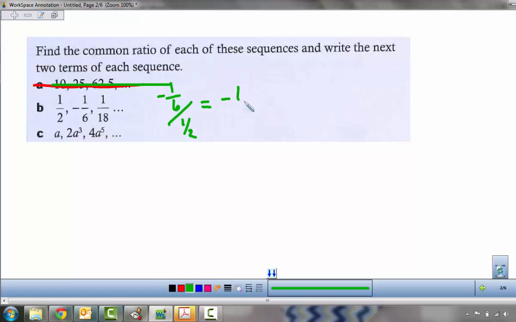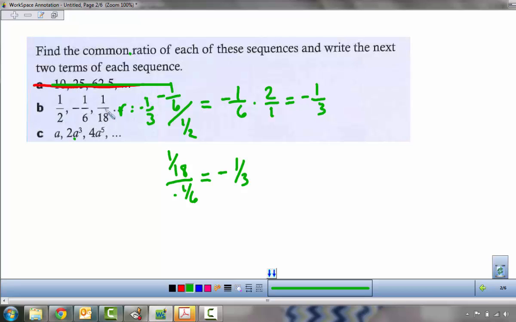So that's negative 1/6 times 2 over 1. This ratio is negative 1/3. And before we can say it is the common ratio, although we are told it's a common ratio, before we say that, we should check that it's the same for the next two terms. So we should do 1/18 divided by negative 1/6, just to verify that this is indeed negative 1/3 also. So r for this sequence is negative 1/3.